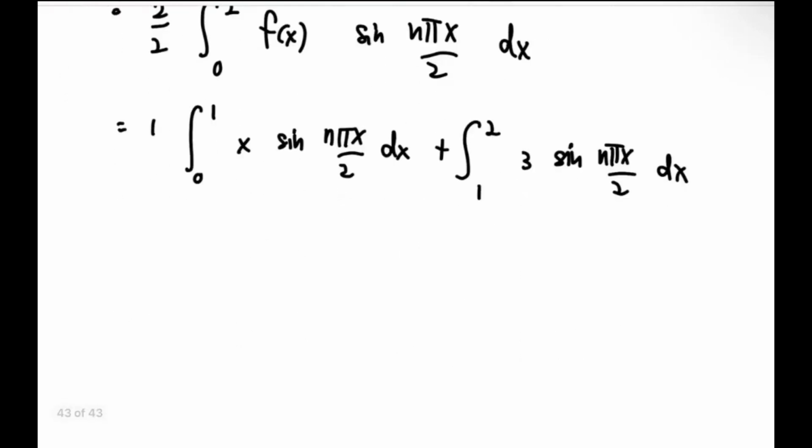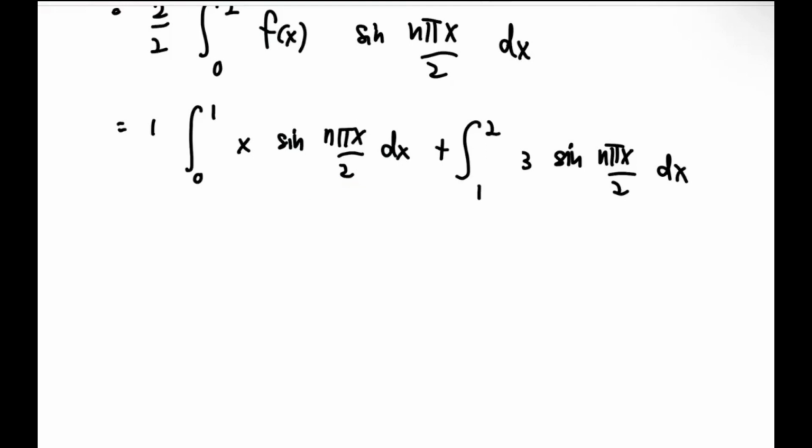So first, we are going to find the integration of x sine n pi x. The second one you should obtain directly. 3 you can put outside, and then integration of sine you get negative cos. For the first one you should use the tabular method. So we are going to solve by using the tabular method.